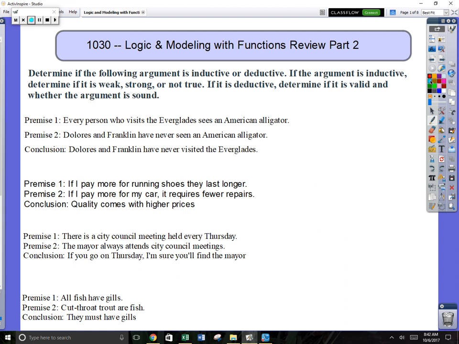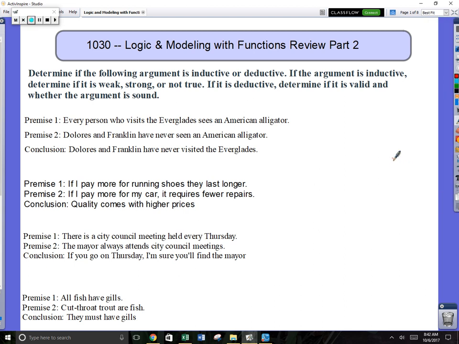Inductive is opinion. You can't really prove it's 100% true. It's more opinion based. And deductive, you can always represent a deductive argument with a Venn diagram and prove it's valid, invalid, sound, unsound. So the inductive arguments, these opinions, these pattern based, they're either going to be weak or strong or totally false, but you cannot prove that they are true. So the more premises you have, the stronger they get. If you only have 1 or 2 premises, maybe weak.